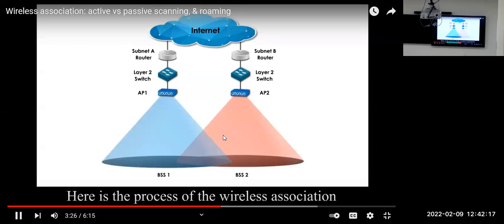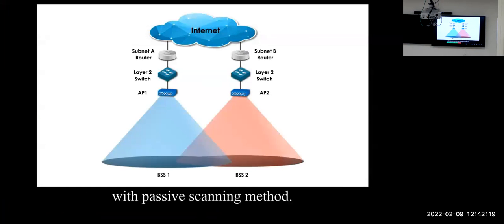Here is the process of wireless association with the passive scanning method. Again, we will skip authentication and encryption steps just to focus on the scanning process for the association.